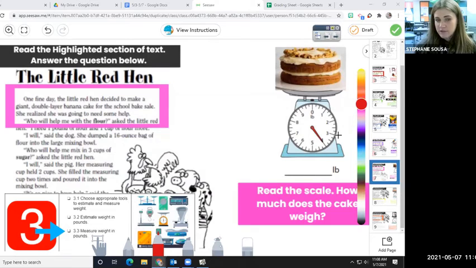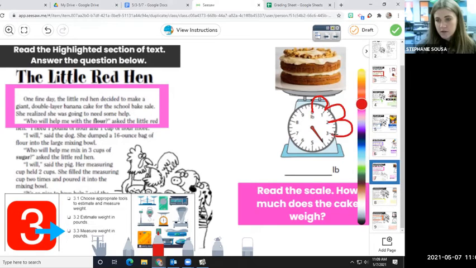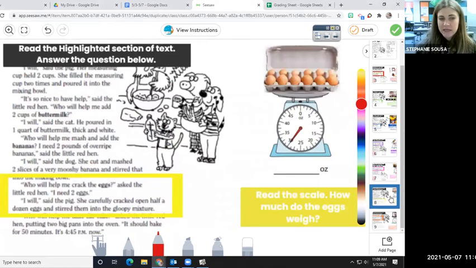All right, let's count together. Jalen, count with us. Here we go. We got 1, 2, 3, 4. This is a 4-pound cake. Very good. Okay. Slide 8, please.